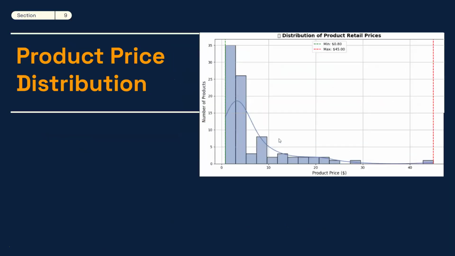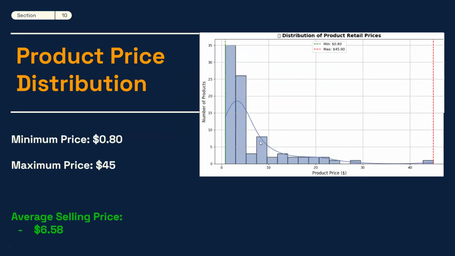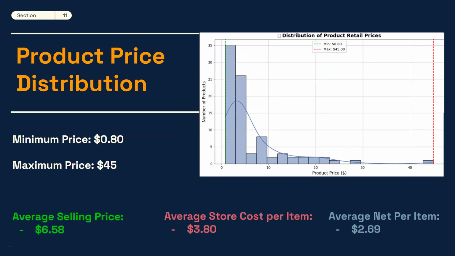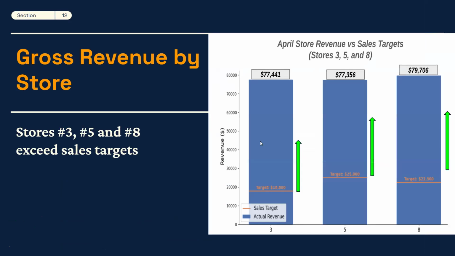We know that in the future, if we want to do more in-depth data analysis, we will need more data. The product price distribution is heavily skewed, with a minimum price of 80 cents per item and a maximum price of $45 per item. The average selling price is $6.58. The average stock cost per item is $3.80, and the average net per item is $2.69. The gross revenue by store is in the high 70,000s. As an example, store 8 has $79,706 with a target of 22,500.